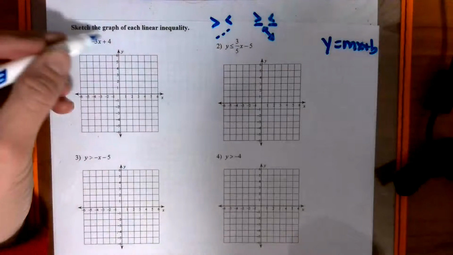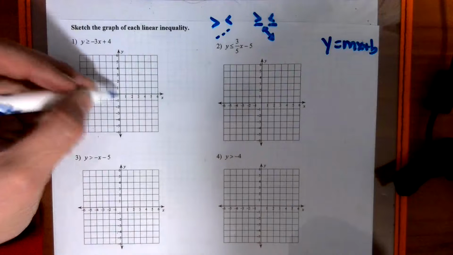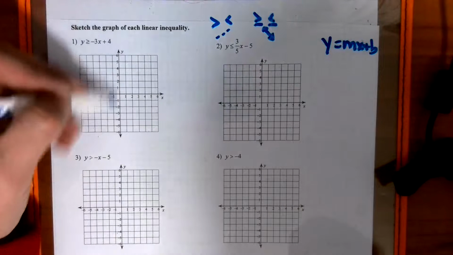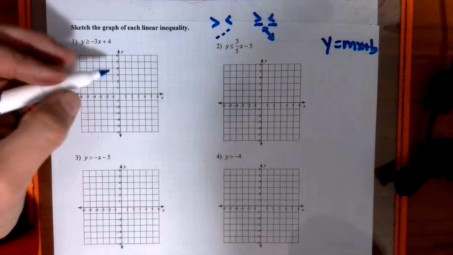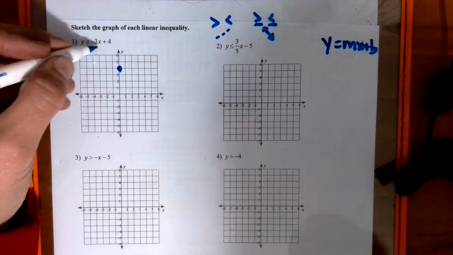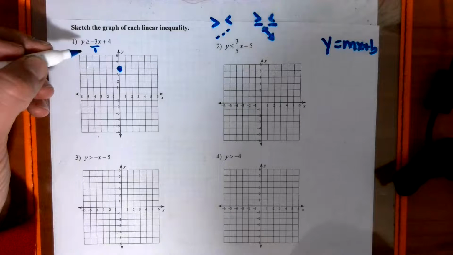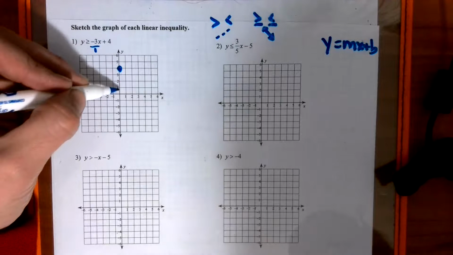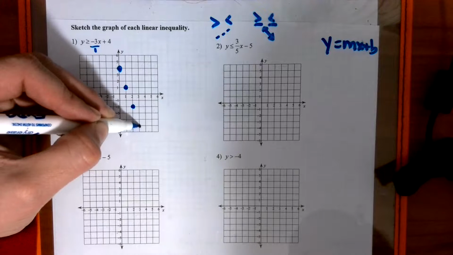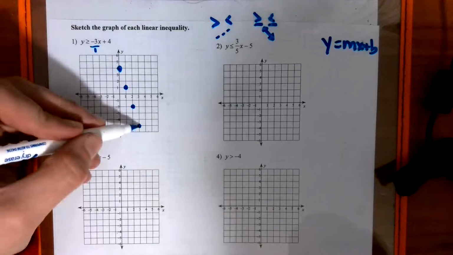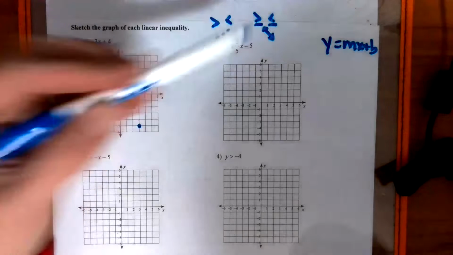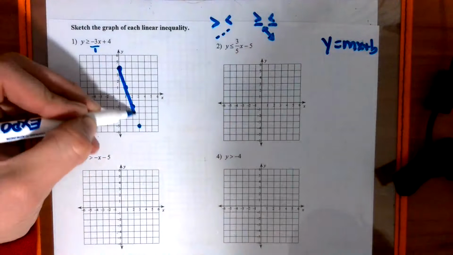So we're going to pretend that this is slope at first. We know that this back number right here is how far up or down we go on the y-axis. So there's our positive 4. And this slope is down 3 over 1. What I mean by over 1 is it's got an imaginary 1 on the bottom. So we go down 3 over 1, down 3 over 1, and then we have our line. This is a solid line because it's greater than or equal to.